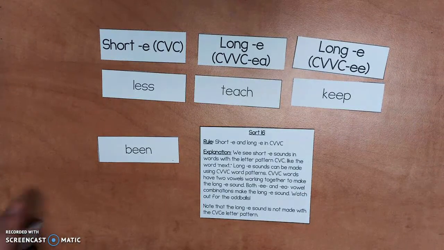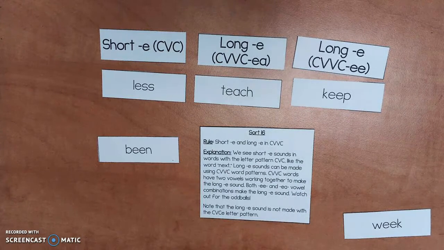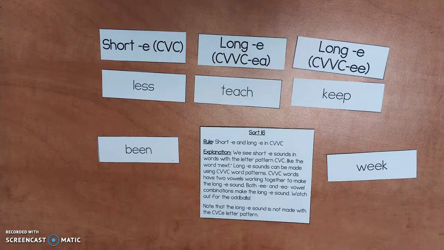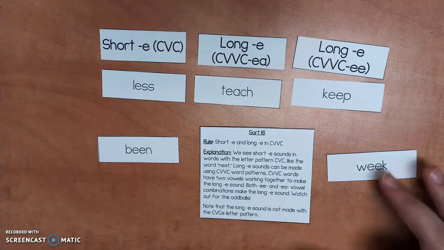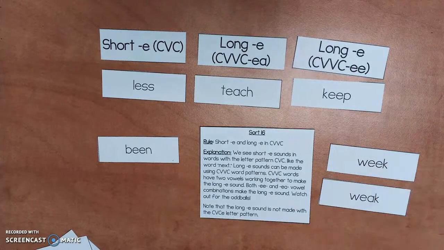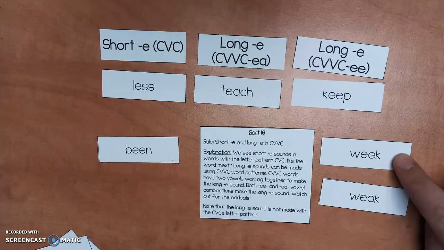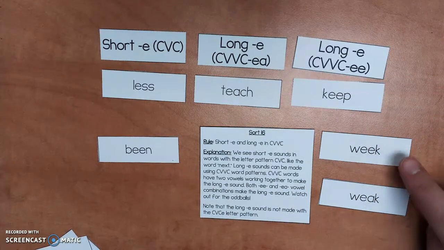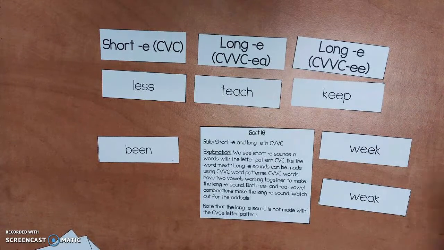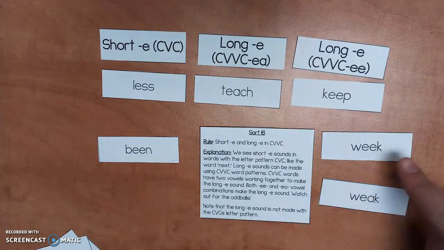And this sort also has some homophones. Remember that homophones are words that sound the same, but are spelt differently and have different meanings. So our homophones this sort are week and week. So this week means like 7 days. It's been 1 week.